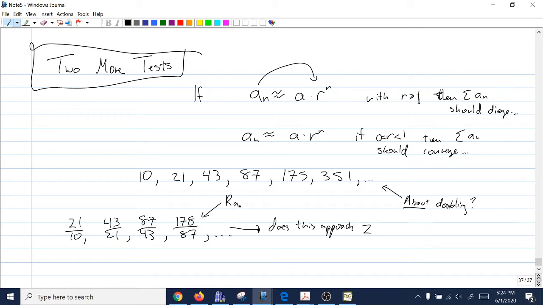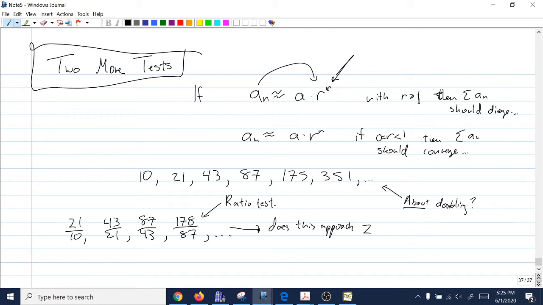This idea is going to be called the ratio test. You check if something is basically geometric by asking for the ratio of consecutive terms, and if that ratio limit exists, if the limit is bigger than 1, then you are basically geometric with a growth factor bigger than 1, so you must diverge. And if the limit is less than 1, then you are basically geometric with a decay rate between 0 and 1, so you should converge.